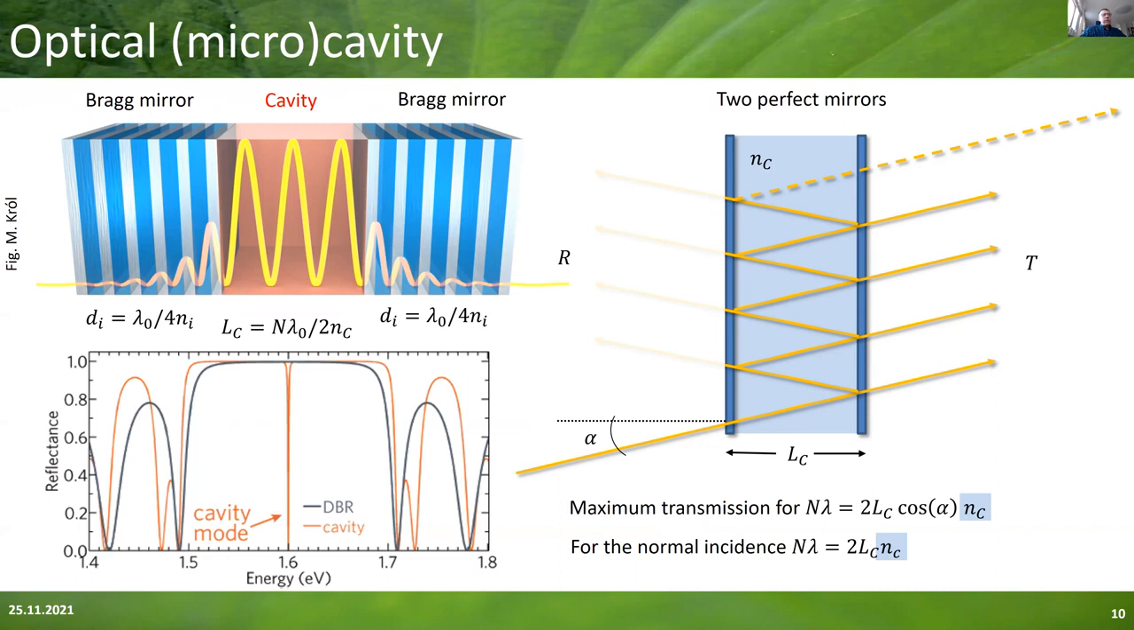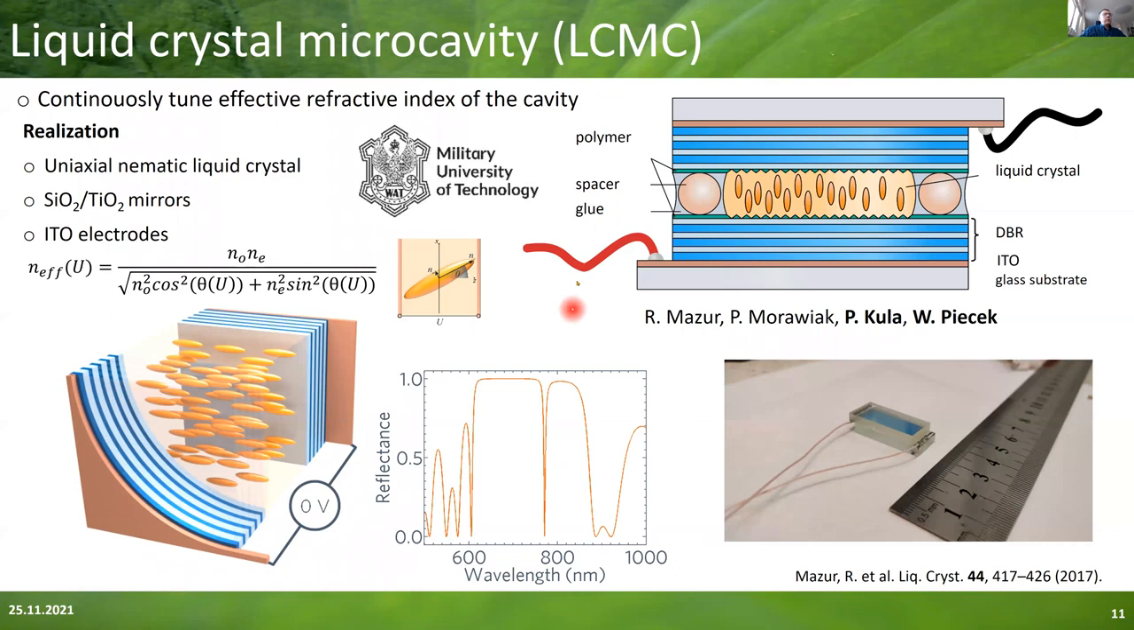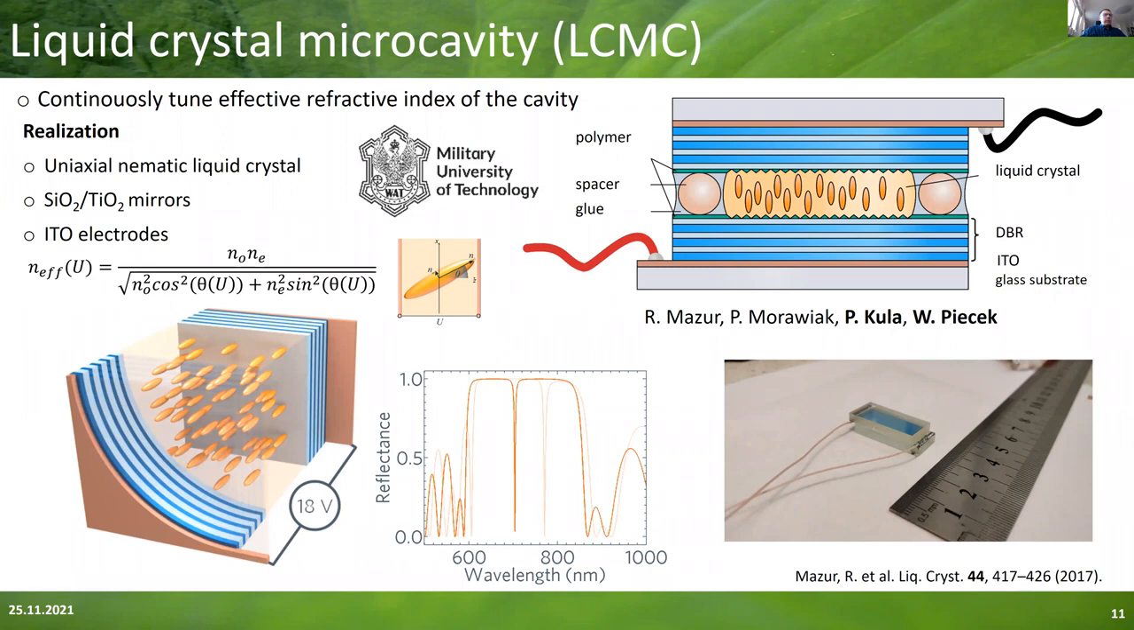In order to do that, together with the Military University of Technology, we developed this idea of a birefringent liquid crystal microcavity. The active medium inside is a nematic, uniaxial liquid crystal, and it is enclosed between two distributed Bragg reflectors, and there are two ITO transparent electrodes to apply an electric field. There is also a special so-called rubbing layer, a special polymer. This polymer aligns the molecules, making an order. So when we apply the electric field, the molecules rotate, and the optical path for the light inside the cavity changes. So we can tune the mode.